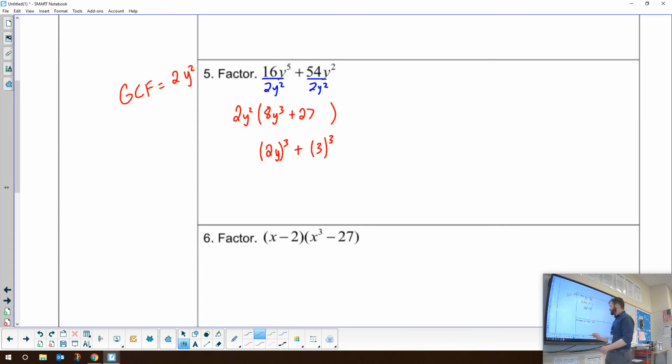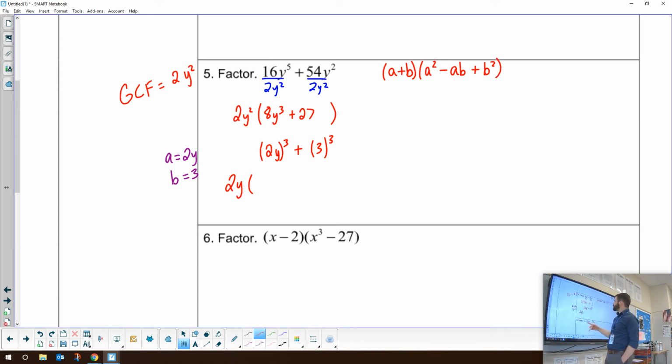Okay, so now I can see what my a and my b are. My a is going to be 2y. My b is going to be 3. Can't forget 2y in front, and then we're going to go through the motions. This one's a plus. So let's remind us what our formula is. It's going to be a plus b times a squared minus ab plus b squared.